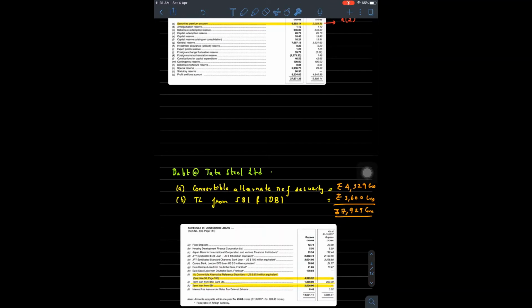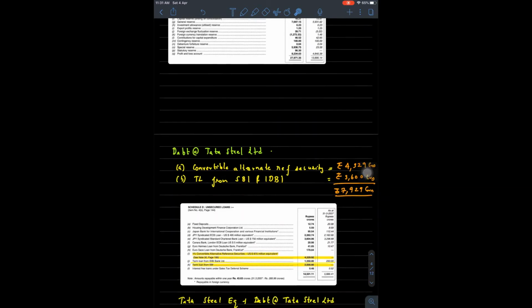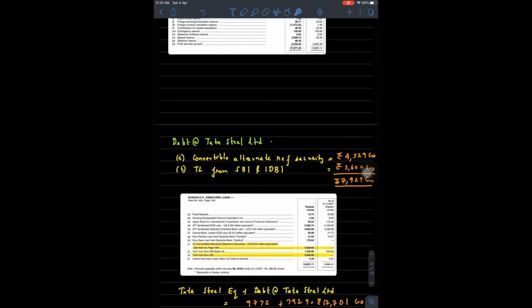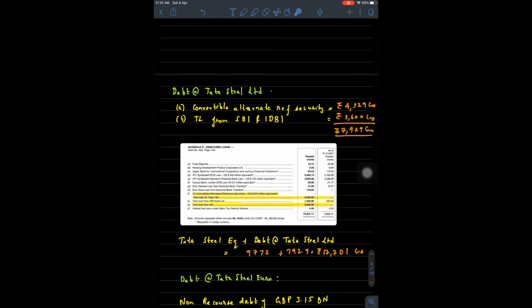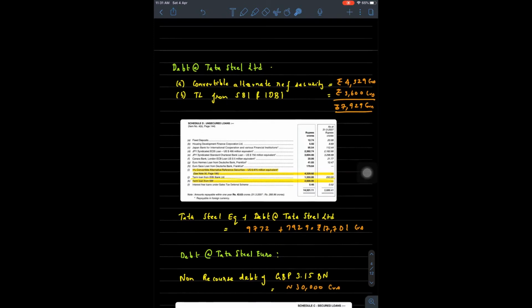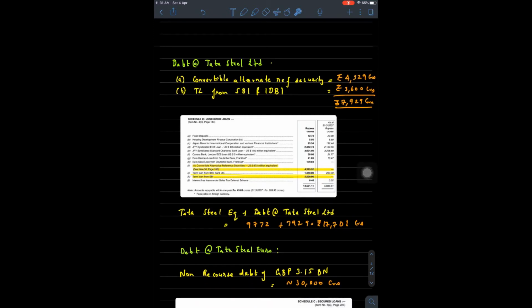Part 2 is the debt which is raised at Tata Steel Limited level. The company raised close to 8,000 crores through debt at the holdco level, of which 3,600 was done by local Indian banks, SBI and IDBI together, and then 4,300 crore was raised as convertible alternative reference security. This is over here. So this is a form of a dollar bond raised in US dollars. Basically it was $875 million raised in dollars.